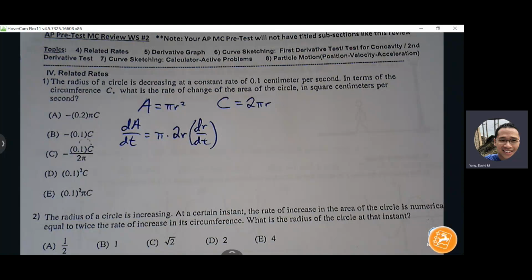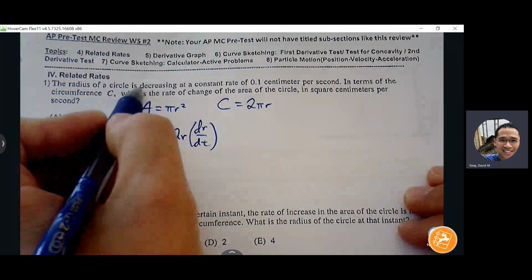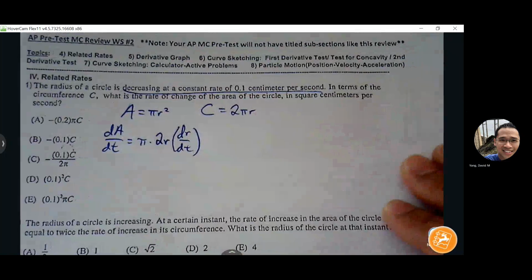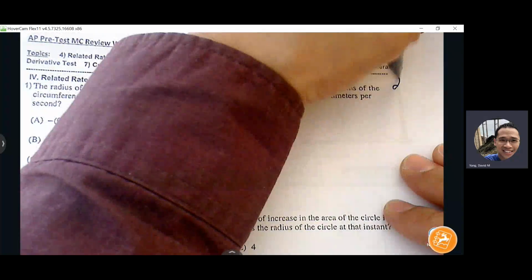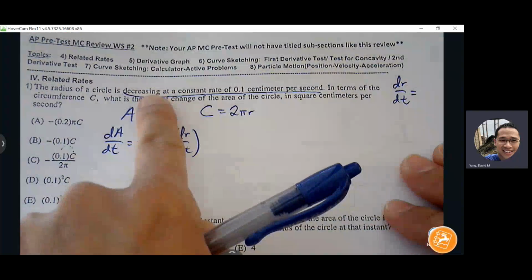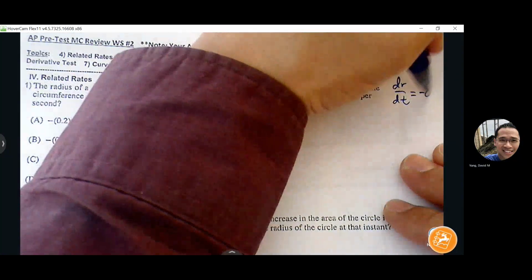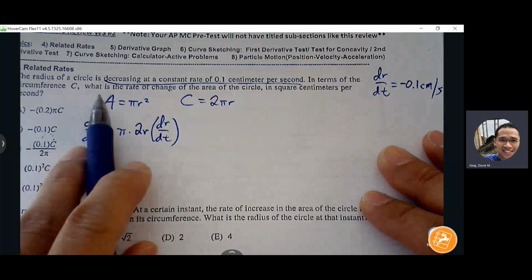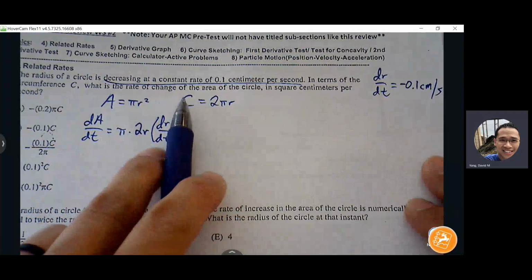Okay, the radius of a circle is decreasing at a constant rate of 0.1 centimeters per second. What can we assign that value to be? dr dt, anything special with that? Positive or negative? Negative, that's decreasing, right? Okay. In terms of the circumference, what is the rate of change of the area of the circle? Okay, what are we looking for?